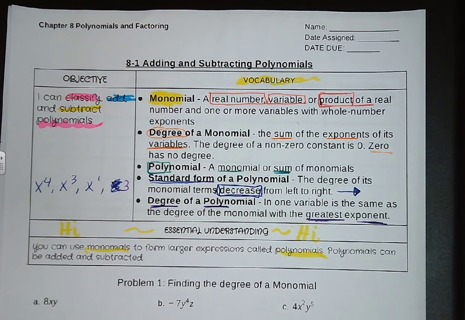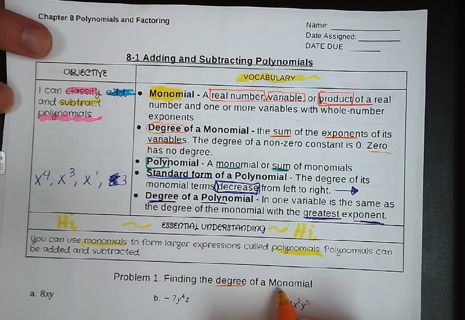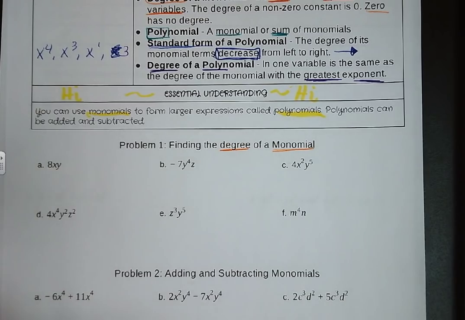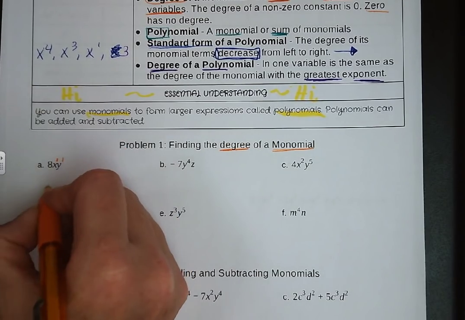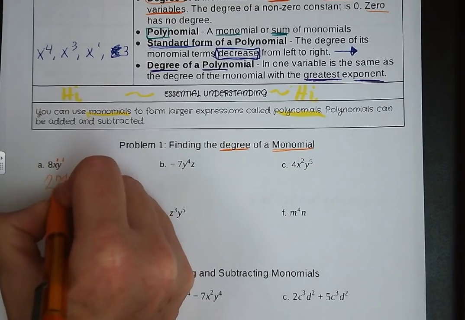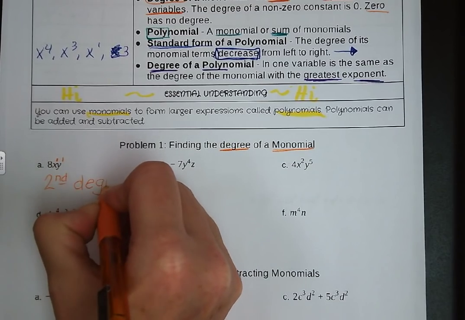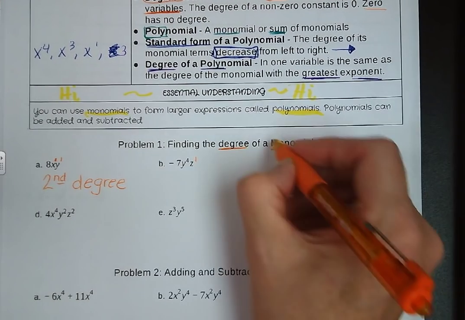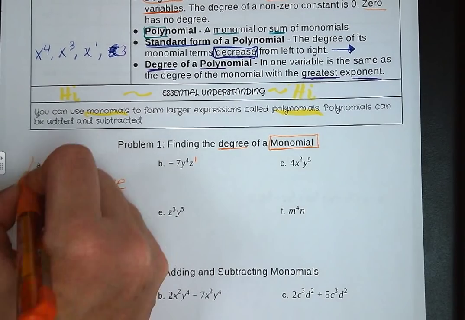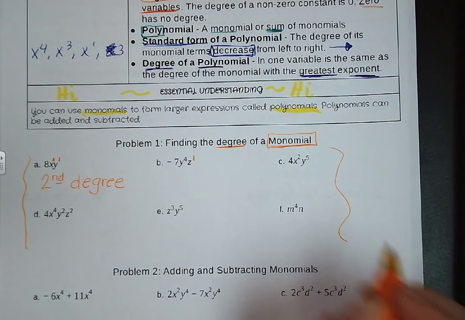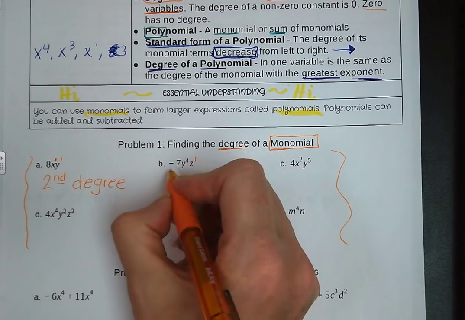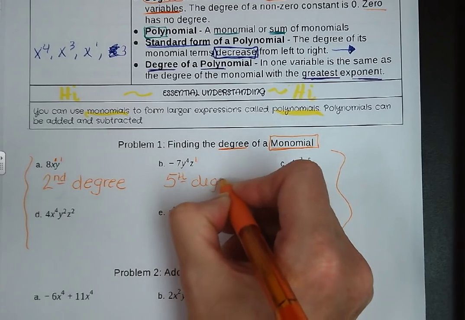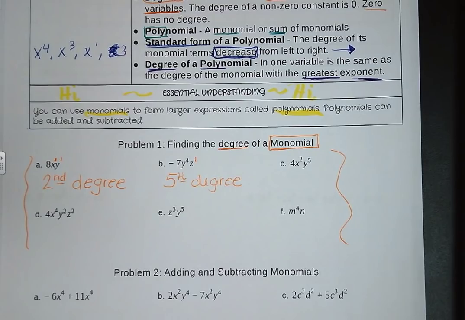All right. So a degree of a monomial. So problem number 1, finding the degree of a monomial. And we remember we need to add up the exponents on our variable terms. So x and y each have an exponent of 1. Add them together. This is a second degree monomial. So all of these are monomials. So you're adding. All right, so we have -7. That has a degree of 0. We have 4 on the y and 1 on the z, so that is a 5th degree monomial.